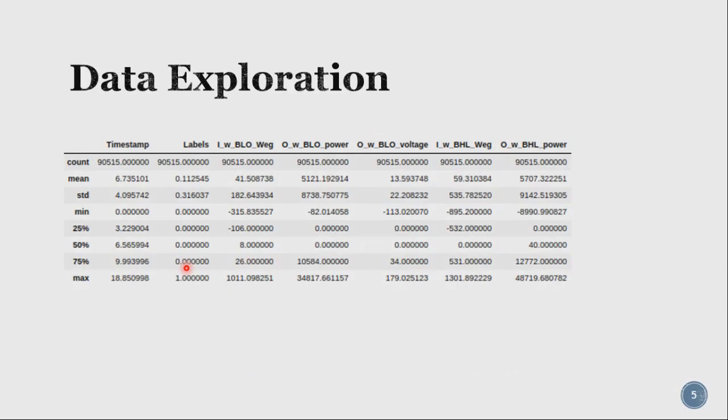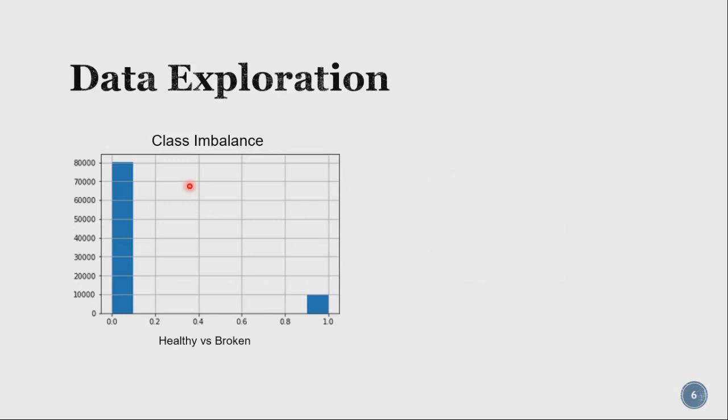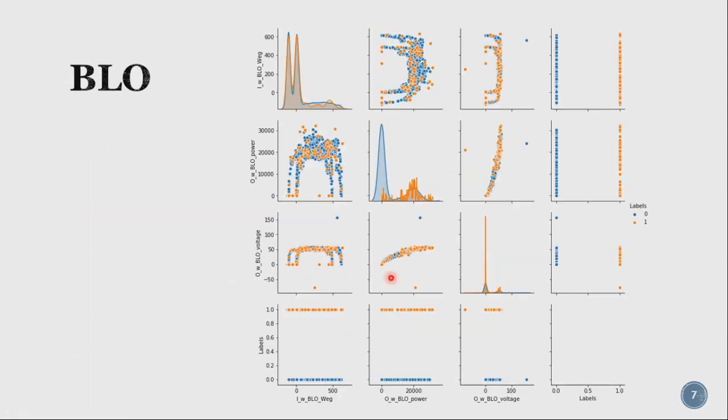These are some mathematical formulas applied on the data set. For example, here are the mean, standard deviation, and the count, and so on and so forth. Throughout the data exploration, it was discovered that there's a huge class imbalance, that we have around 80,000 healthy points and around 10,000 broken ones. This long line represents the healthy records and the shorter one represents the broken ones.